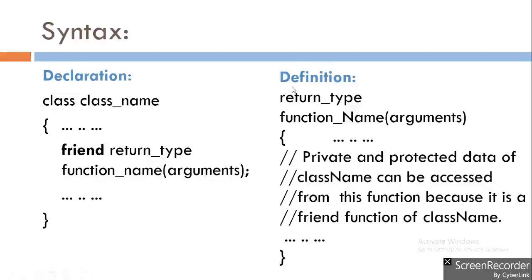Then a function can be defined normally. See, the function prototype of a friend function and a normal member function is same. But in function body, private and protected data of a class in which that particular function is declared as a friend can be accessed from this function because it is a friend of a class. So this is how a friend function is accessing the data member and member functions of a class without creating object.